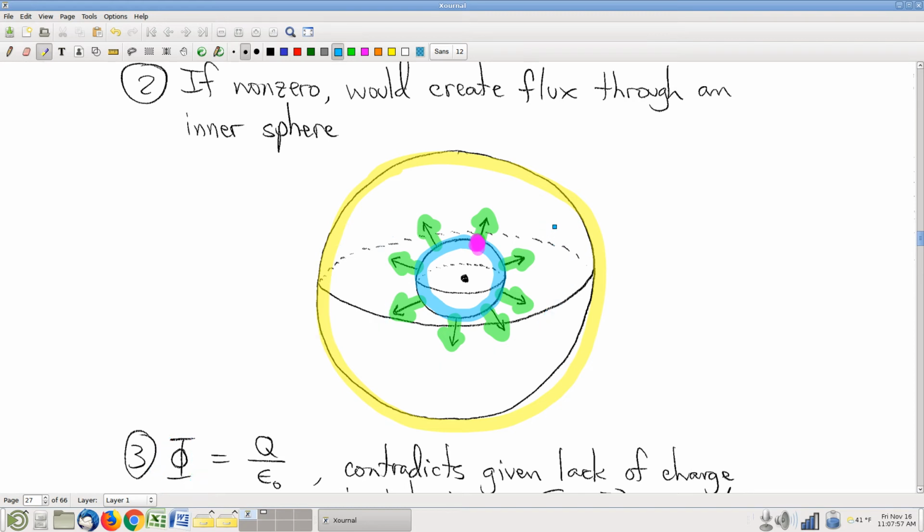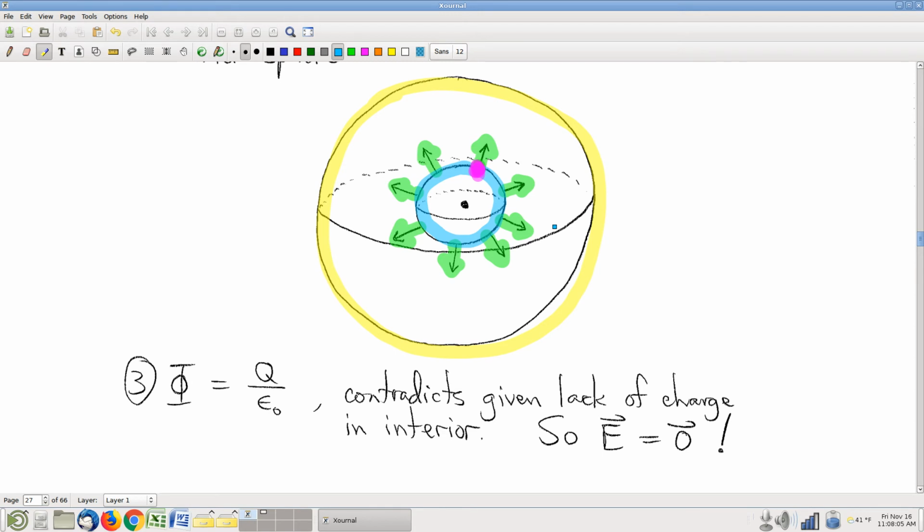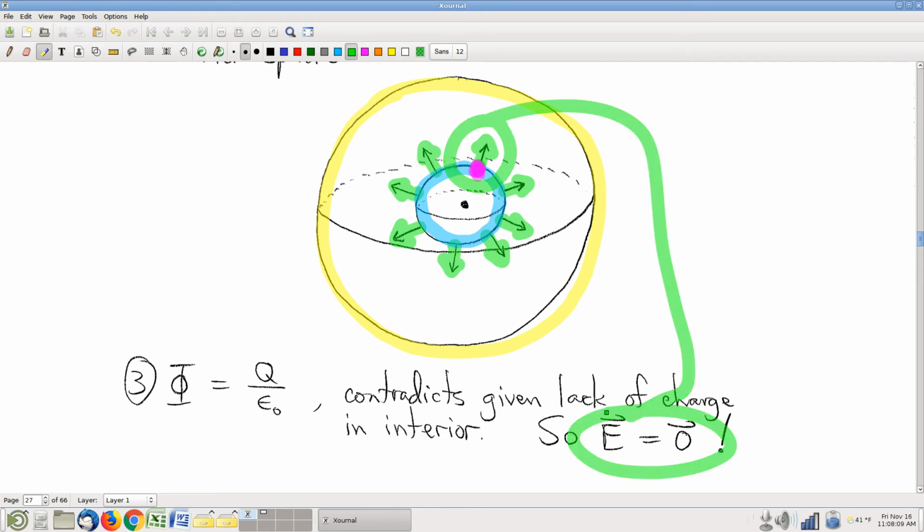And if the flux through that blue sphere of our green vector field is 0, that means that the field length has got to be 0. So the vector field is 0. It adds up to 0. Isn't that cool? I think that's awesome.